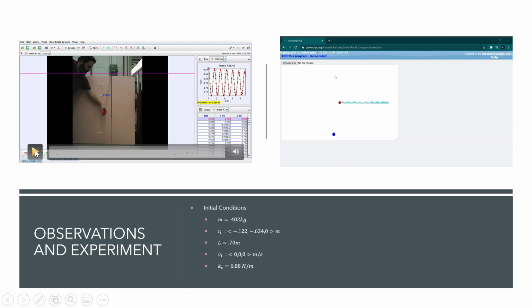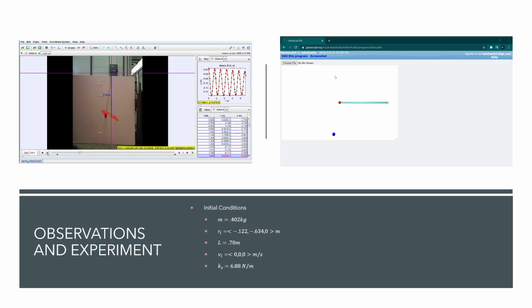So here are my observations in my experiment. I'll go ahead and play the Tracker video while I talk over it, but the mass, I have 0.402 kilograms, and we're going to assume that the spring is massless just for simplicity. Then we have our initial position, which is negative 0.122 meters in the x direction and negative 0.634 meters in the y direction and 0 meters in the z direction.